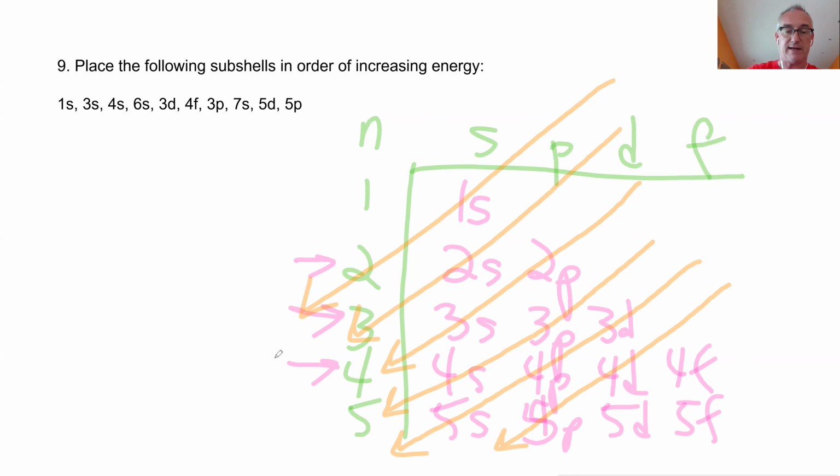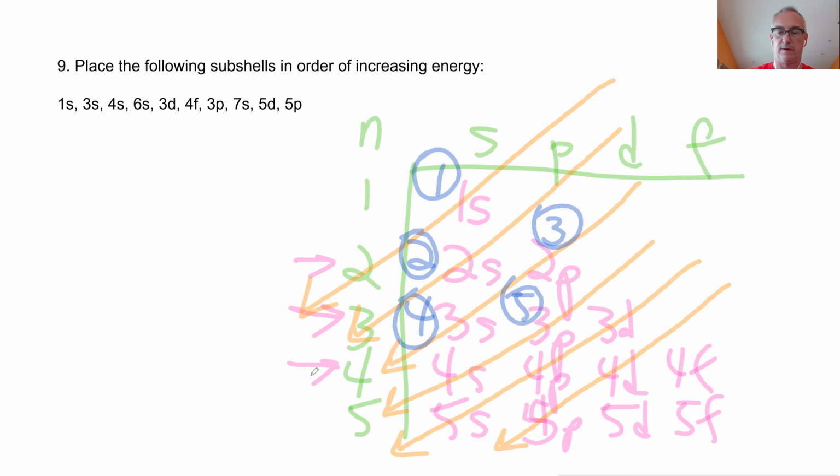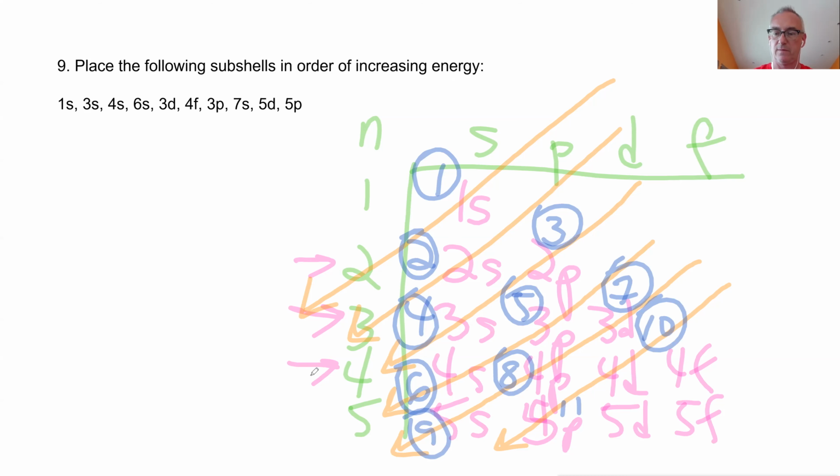So we just write down the order that they're falling in. And let's write down what the order is. So 1, 2, 3, 4, 5, 6, 7, 8, 9, 10, 11. So that would be the order that we go in. Does everyone see how that works?